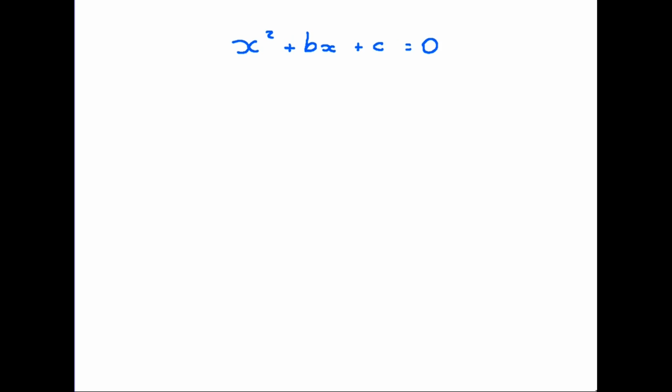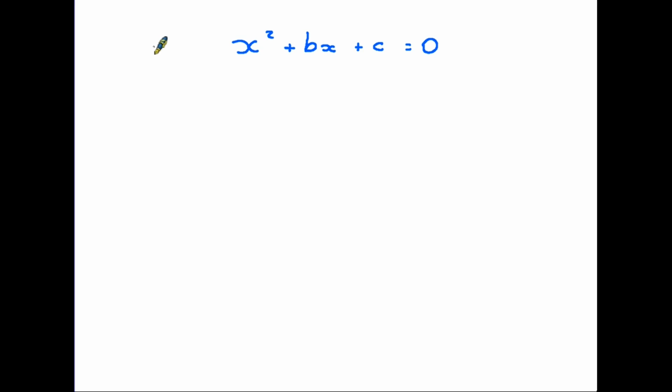Let's start by having a look at exactly what a quadratic equation is. It is simply an equation where the highest power of x is x squared. If there are no powers of x, it's not quadratic. If there are any higher powers, x to the power 3, x to the power 4, again, it's not quadratic.